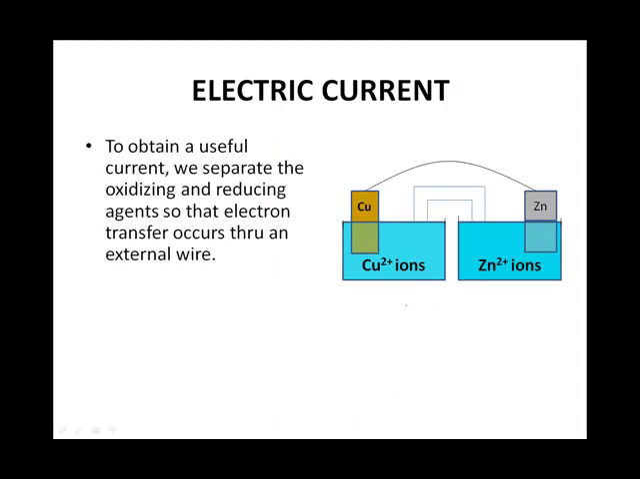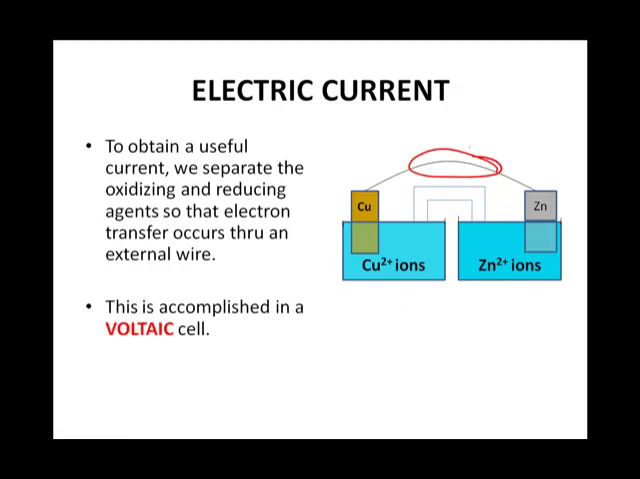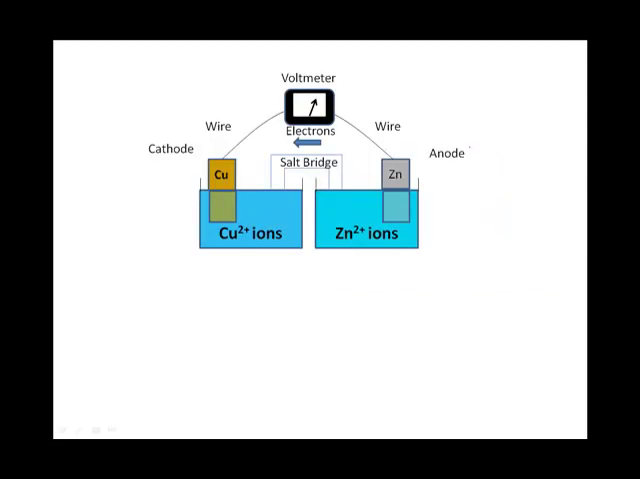To obtain a useful current, we separate the oxidizing and reducing agents, so the electron transfer occurs through an external wire. Here's our wire. This is accomplished in what we call a voltaic cell, and this is just like a battery. So again, electrons travel through an external wire creating voltage, and up here you have a voltmeter, which is measuring the flow of electrons.